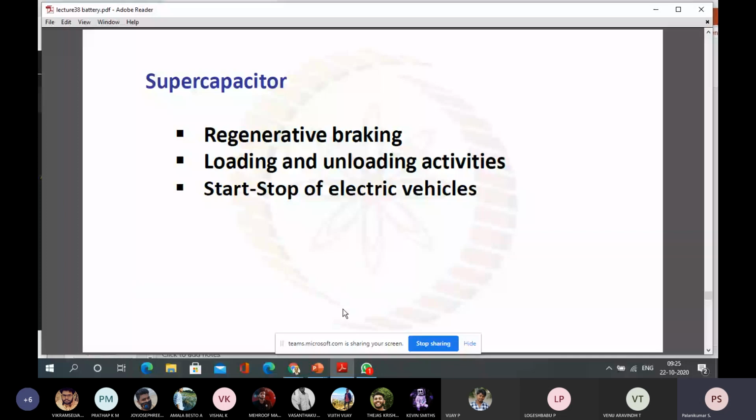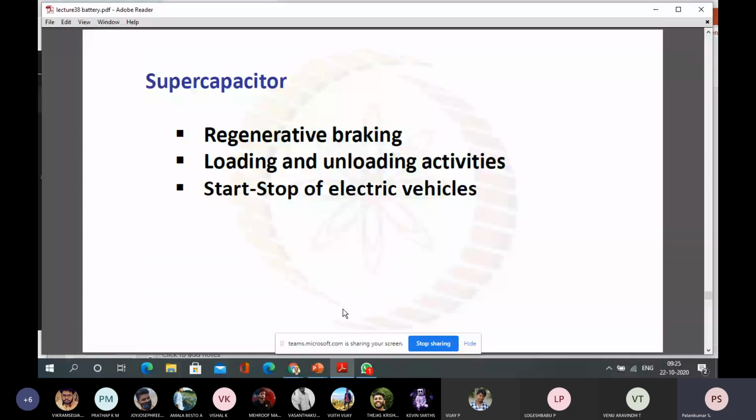That's the way a supercapacitor is used, because we already know that it can charge very fast, very much faster than a battery. So that is the preferred characteristic. That is the reason why we are using supercapacitors.